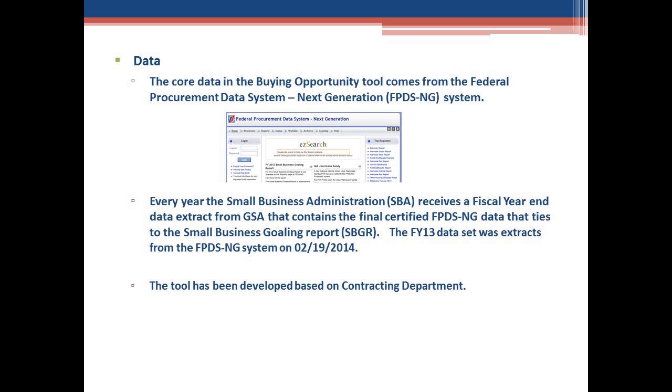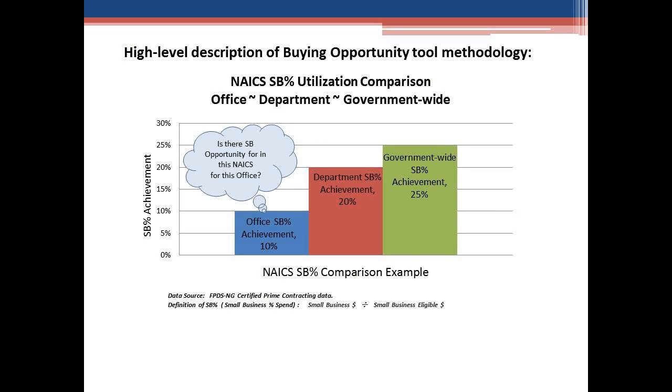Now keep in mind when you're using this tool that it has been developed based on the contracting department perspective and not the funded department. The premise behind the tool is that if we look back at the historical federal prime purchasing trends by NAICS code and compare each office's actual small business prime purchasing achievement to their own department and the government-wide achievement averages for that same NAICS code, we might be able to identify NAICS codes in offices that have comparatively lower achievement results.